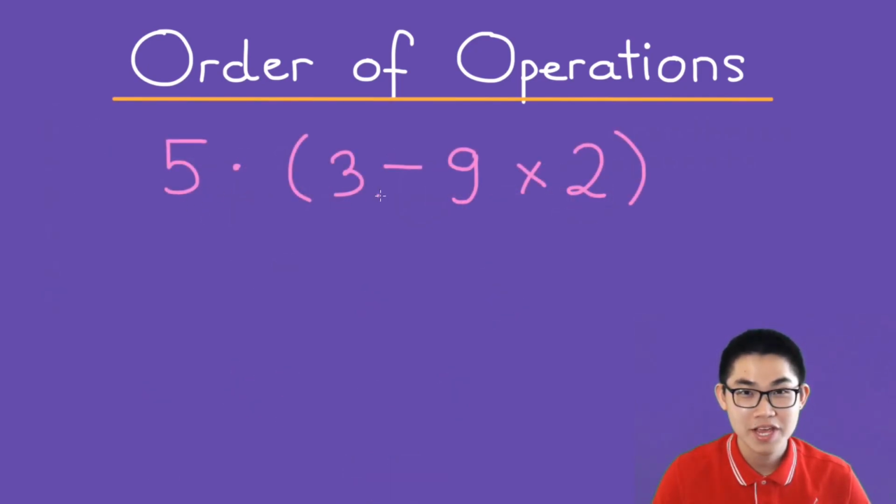5 times 3 minus 9 times 2. And this is in parentheses, so we have to do this one first. So in this parentheses, we see multiplication and subtraction. So we must do multiplication first. 9 times 2 gives you 18.